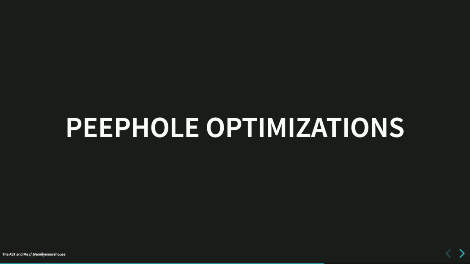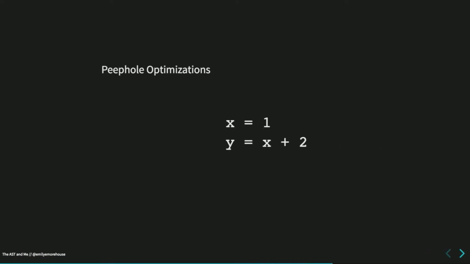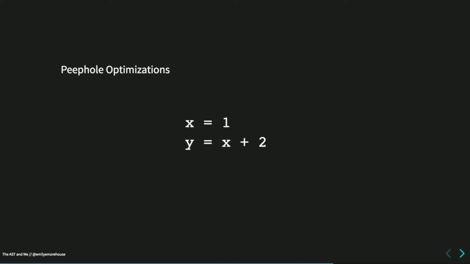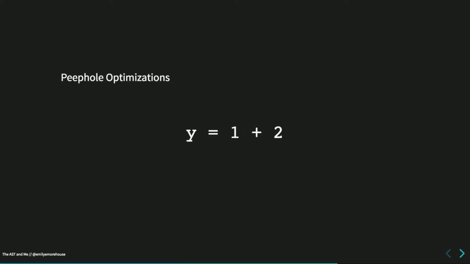The way that I like to think about peephole optimizations is looking around without moving your head. So really using your peripheral vision to see what it is directly around you. A simple example of that is if we have x equals 1 and y equals x plus 2. Most of us in this room, I hope all of us in this room, or anybody with middle school algebra can look at this and go, okay, x equals 1. That means that I can simplify this into y equals 1 plus 2. So this is actually an optimization that a lot of compilers will use.